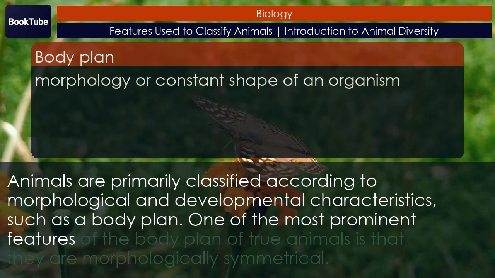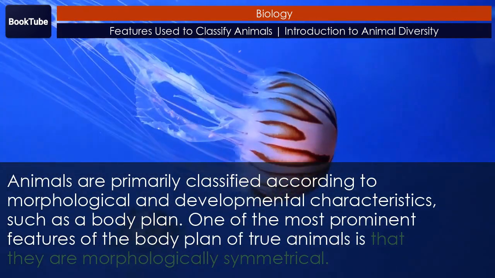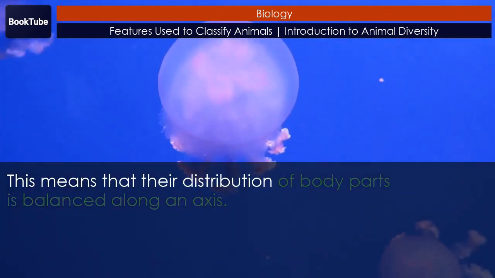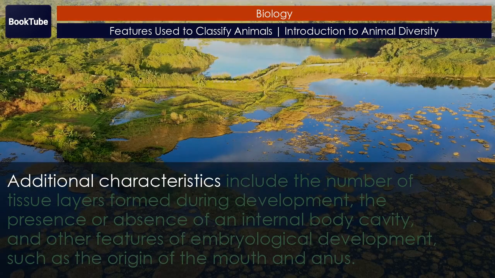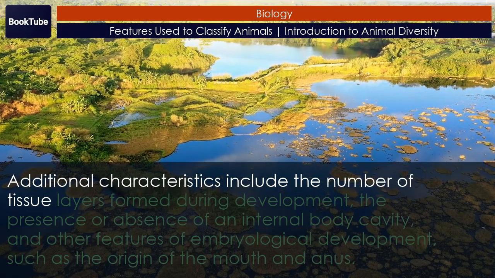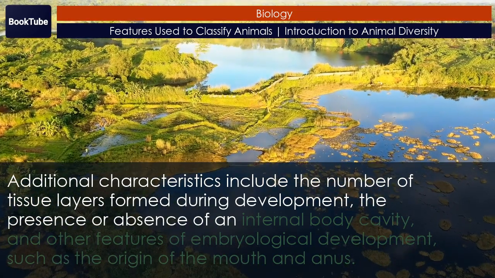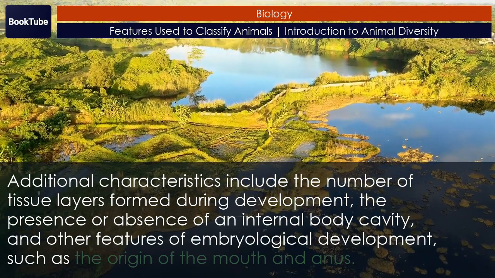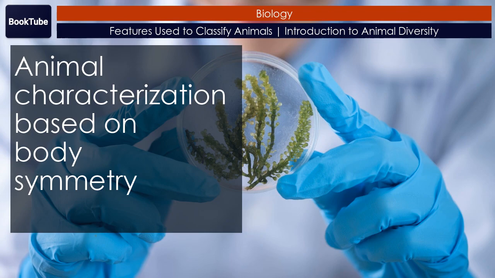One of the most prominent features of the body plan of true animals is that they are morphologically symmetrical. This means that their distribution of body parts is balanced along an axis. Additional characteristics include the number of tissue layers formed during development, the presence or absence of an internal body cavity, and other features of embryological development, such as the origin of the mouth and anus. Animal characterization based on body symmetry.